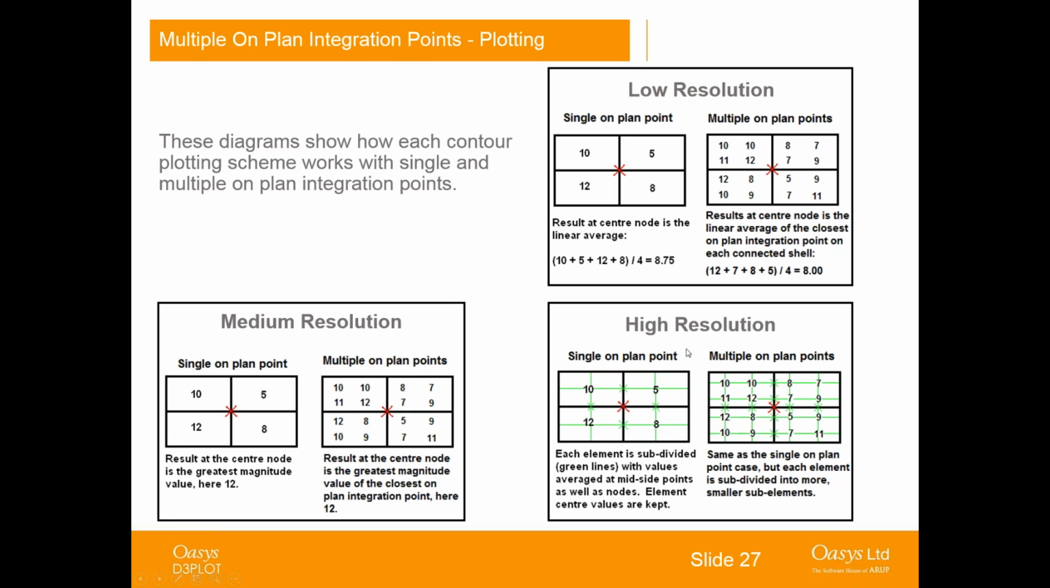Now on high resolution, each element is subdivided by the green lines as shown. So the more on-plane integration points you have, the more subdivisions are made. So the values are now centered at the mid-side points as well as the nodes. So we have the averaging at each of these green and red values. That's the same on the other side. I think describing it in words is a bit trickier than visually seeing the result, so it's worth having a go at that yourselves.